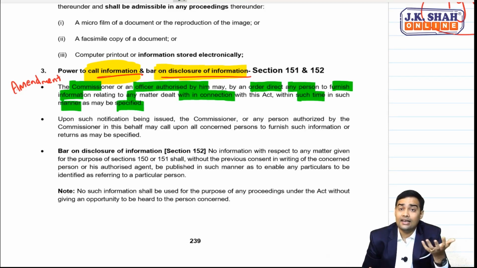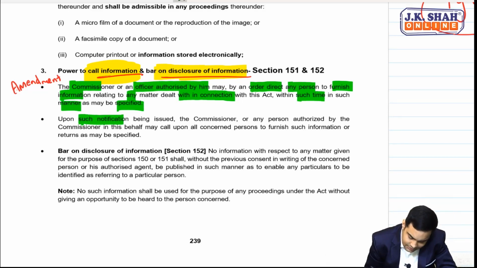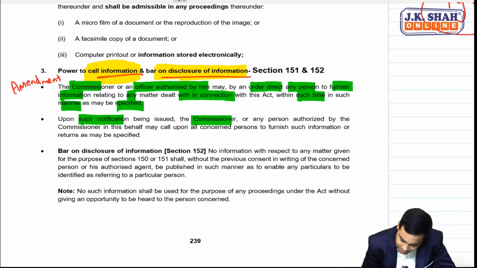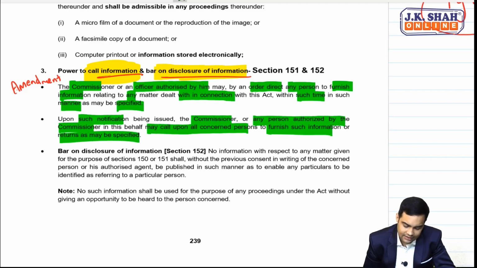Can they tell the GST network to provide information? Yes. Can they tell you to provide information? Yes. Can they tell me to provide information? Yes. Upon such notification, the commissioner or any person authorized by the commissioner may call upon all the concerned persons to furnish such information and returns as may be prescribed.